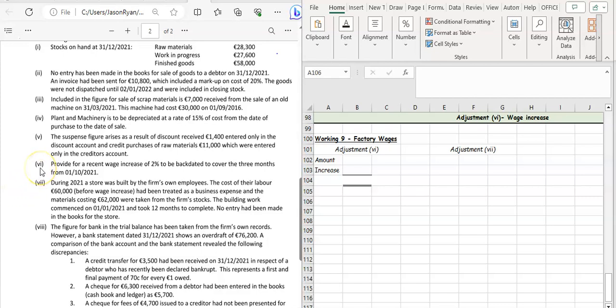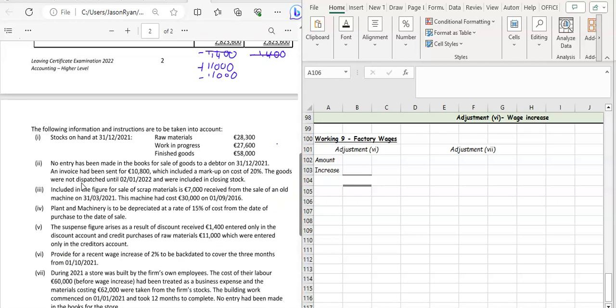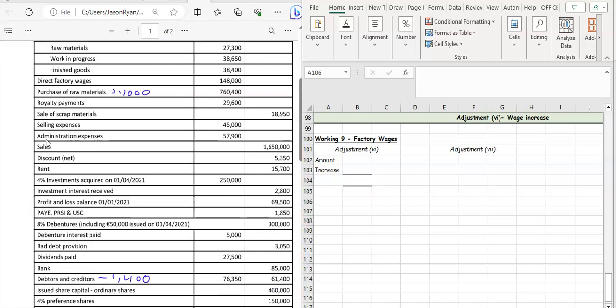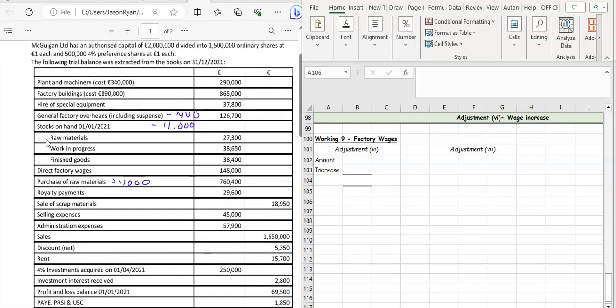Okay, so let's have a look at the sixth adjustment from McGuigan 2022 manufacturing account. It says provide for a recent wage increase of 2% to be backdated to cover 3 months from the 1st of the 10th, 2021. So basically what we have in our trial balance for wages, let's find our direct wages. So direct factory wages are 148,000.